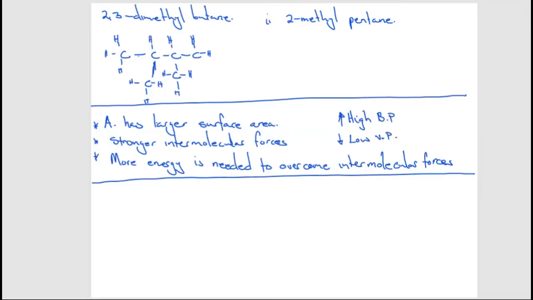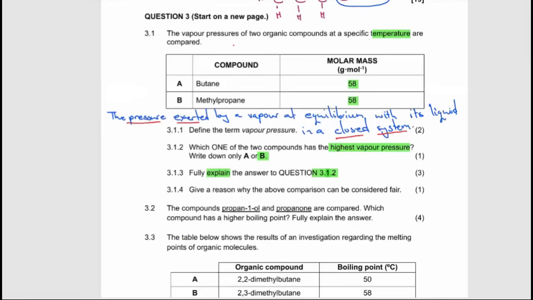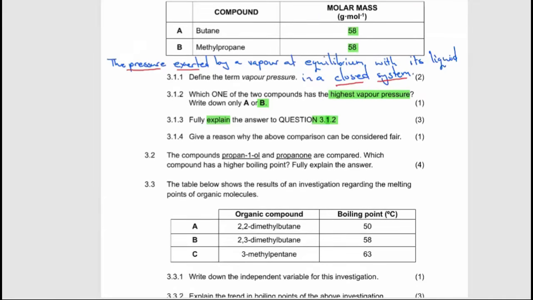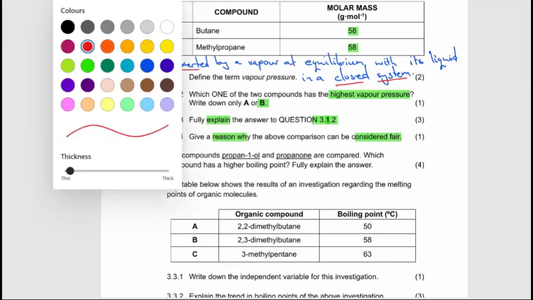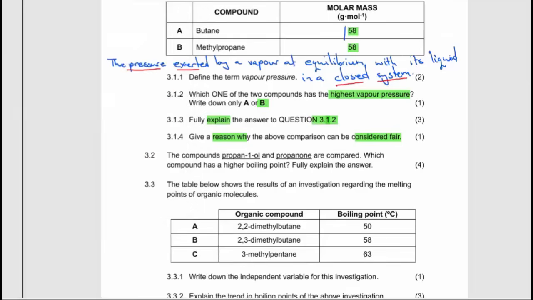Okay, so the other one there, which is our option B, in terms of vapor pressure, is going to have the highest vapor pressure and a low boiling point, right? Then after that, we proceed to question 3.1.4. It says give a reason why the above comparison can be considered as being fair, right? What's the reason why these are considered fair? If we look at the molecular mass there at the top, we can see that it's 58 for both of them, right?